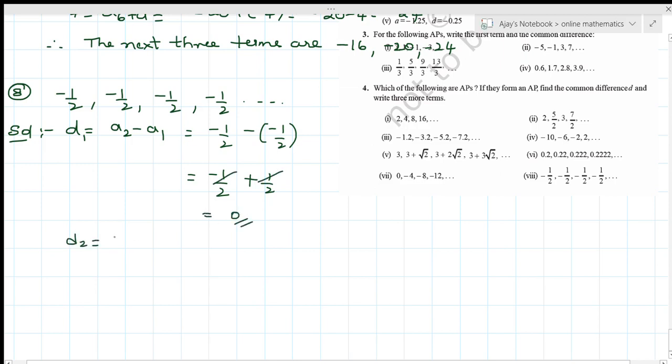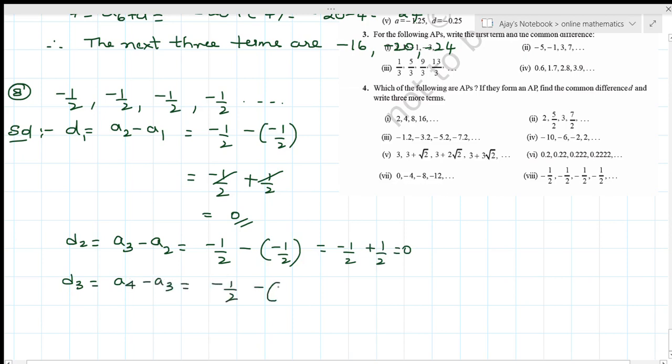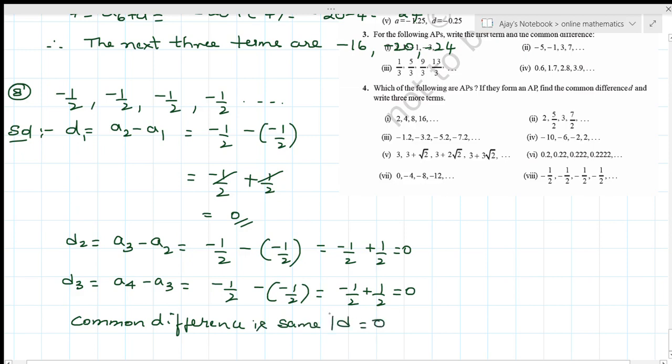So D2 is again A3 minus A2, which is minus 1 by 2 minus of minus 1 by 2, minus minus is plus. So I get minus 1 by 2 plus 1 by 2, which is again 0. D3 is A4 minus A3, that is minus 1 by 2 minus of minus 1 by 2, minus into minus is plus 1 by 2, it is again 0. So clearly the common difference is the same. So what is the common difference? D is nothing but 0.